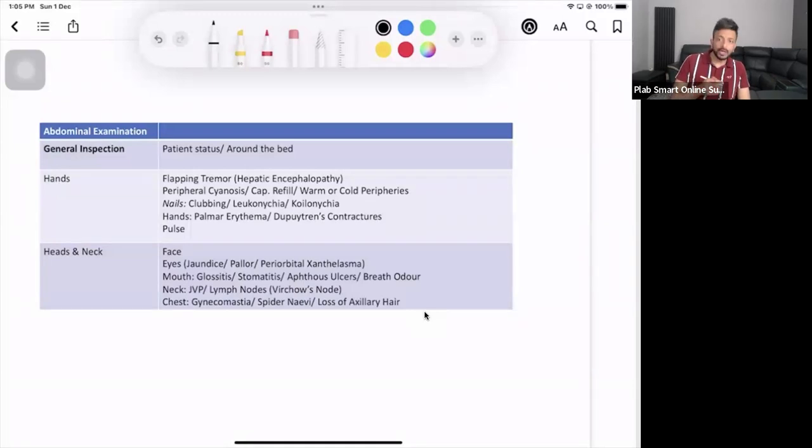All right. So the patient is lying down. For abdominal examination, make sure the patient is lying down on the flat couch. That's the main thing. So first is the patient status around the bed. Now, what are the things you need to check?